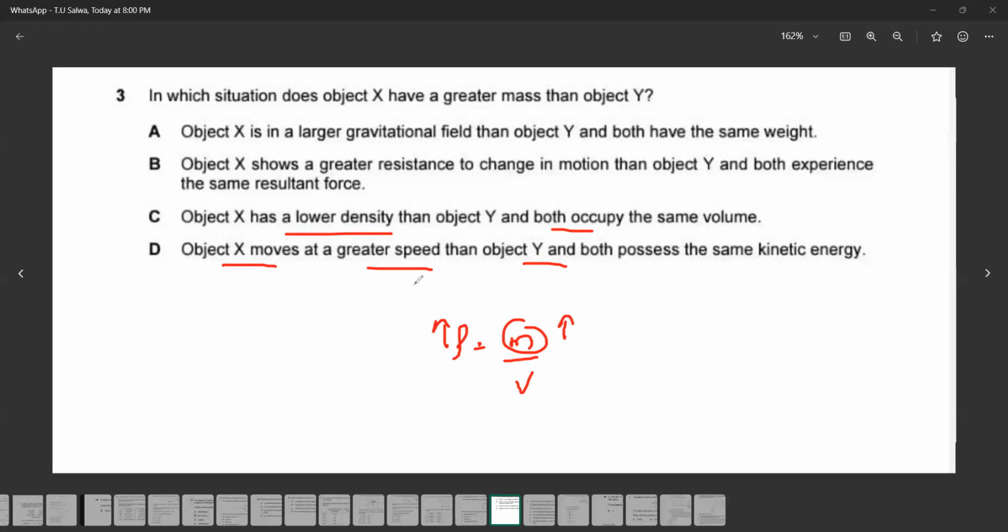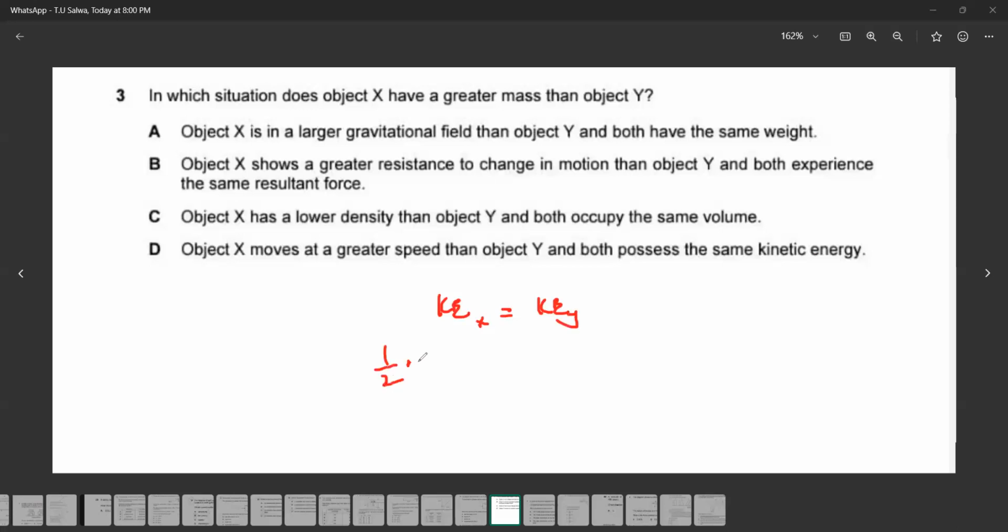If both possess the same kinetic energy, like kinetic energy of X equals kinetic energy of Y, kinetic energy is half mv squared. So if they have the same kinetic energy, and X is moving faster, it should have a smaller mass. And if Y has a greater mass, it will move slower. So Y will move slower because it has greater mass, and X is faster.